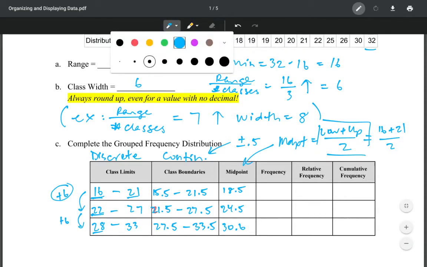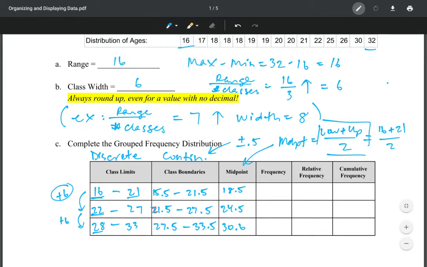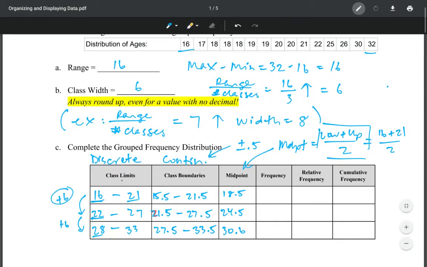Next is the frequency. The frequency is my count. So I'm going to count my values in each of my classes. I'm just going to use class limits. So I'm going to go from 16 to 21. That first group, 16 to 21, goes here, and I'm just counting. 1, 2, 3, 4, 5, 6, 7, 8, 9, 10 in my first group.